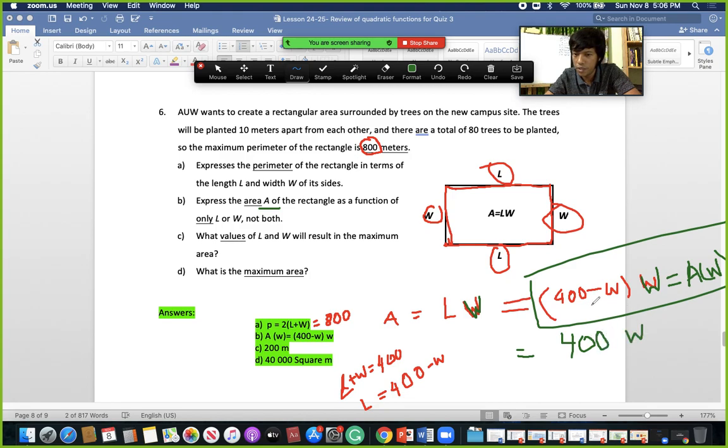This is 400 into W, then minus W squared. Then use minus b by twice a, you will get this answer. Then put 200 back in the question, you will get this answer. So this is how we get all these answers. Yeah, that's the rule, like for finding the maximum area and what value of L and W will maximize the area. So this is how we get these answers.